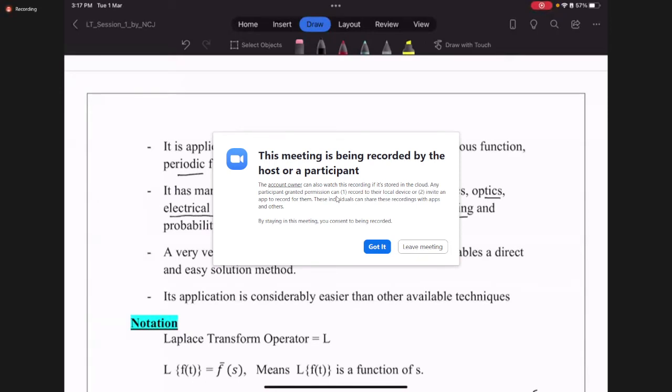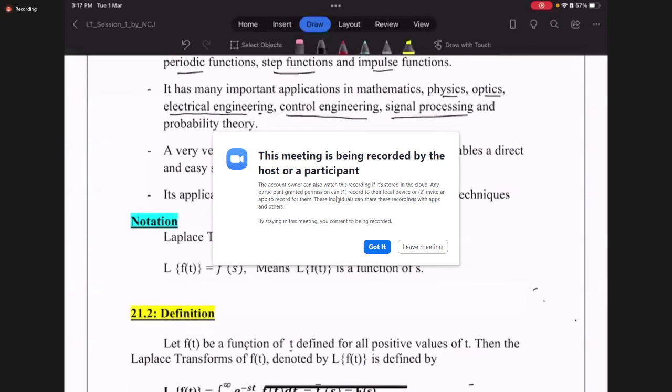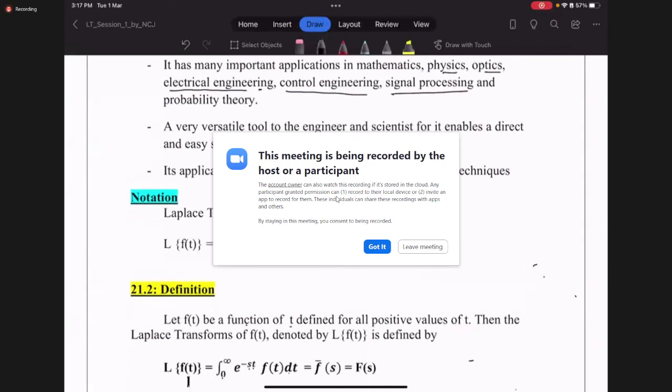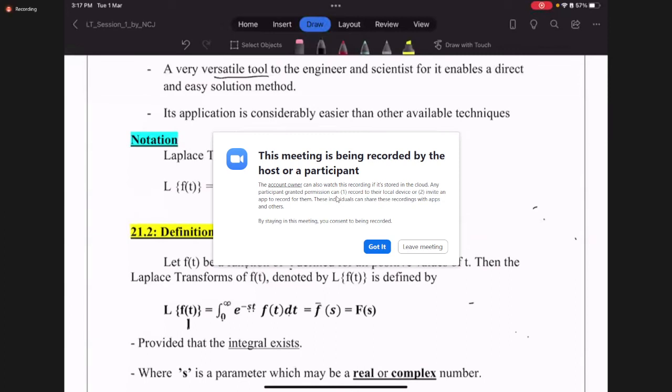So in electrical engineering, Laplace transform has the maximum use. Okay, it is a very versatile tool for the engineer and scientist, right? Because it gives a very simple solution. Okay. Now, the notation for this Laplace transform is capital L.